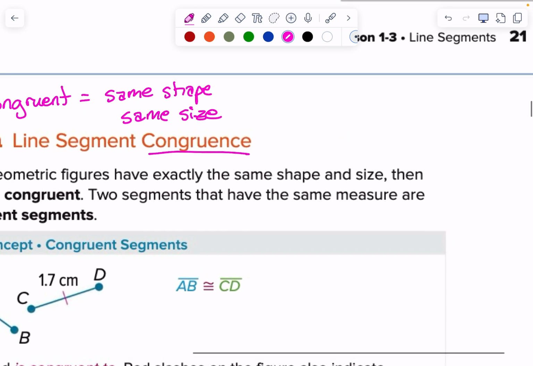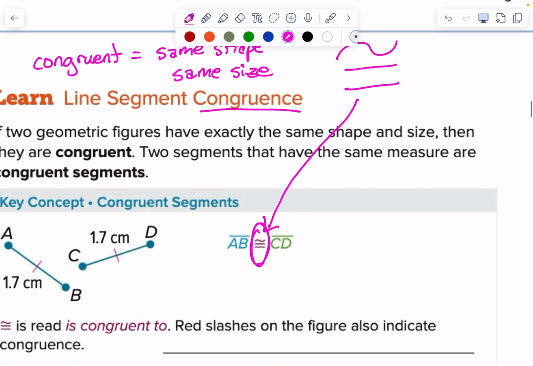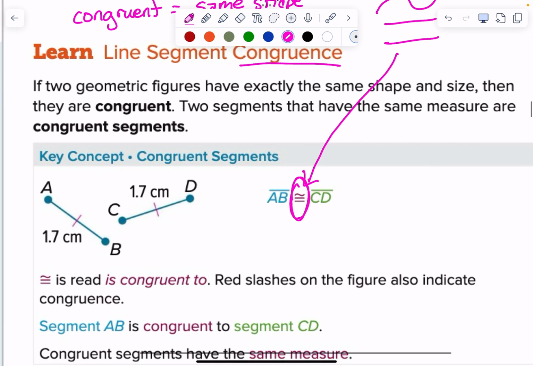The symbol for congruent, by the way, if you ever see this symbol, it's the equal sign with a little squiggle over top of it, like this guy right here. That's what congruent means. An equal sign with a little line over top of it. Okay, that means congruent. So this is telling me that AB and CD are exactly the same length.